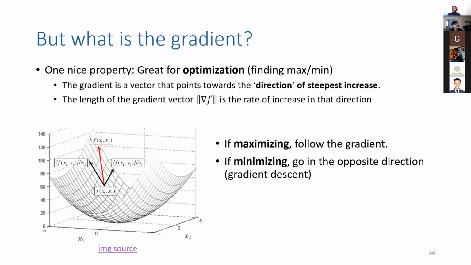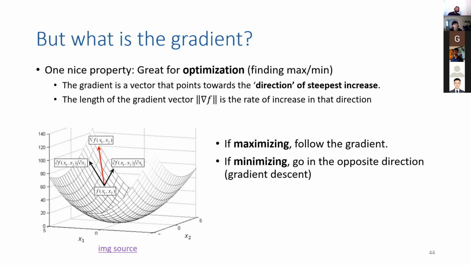One particularly nice property is that it's great for optimization, so finding the maximum and minimum of a function. As I mentioned before, it's a vector that points in the direction of steepest increase. The magnitude of the gradient vector is the rate of increase in that direction. So if you have a gradient vector with particularly large values in it, I believe it indicates that the quote unquote slope is particularly steep in that direction.